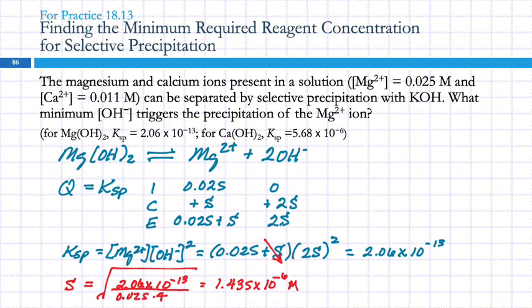Is that the answer? No. It's really close to the answer. We calculated the value of S, but we want the hydroxide ion concentration. So the hydroxide ion concentration in this situation where it's just on the edge of precipitating is 2S. So hydroxide ion concentration equals 2S, or 2 times 2.06 times 10 to the minus 13. Should be 4.12 times 10 to the minus 13.